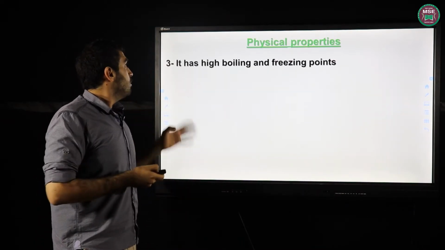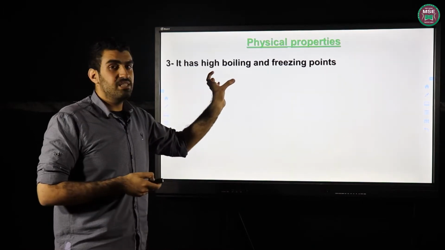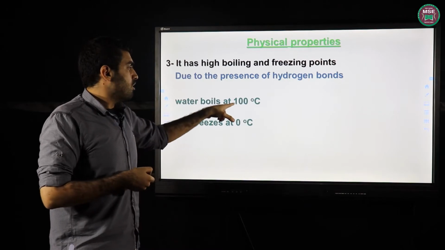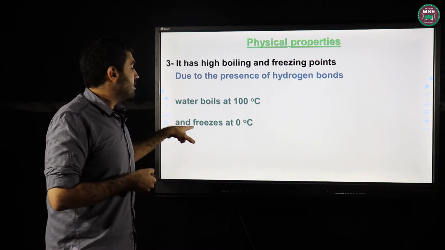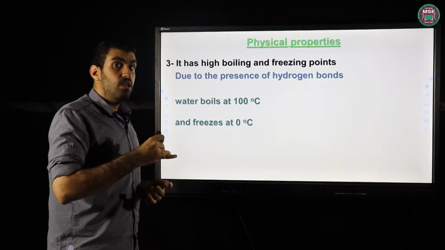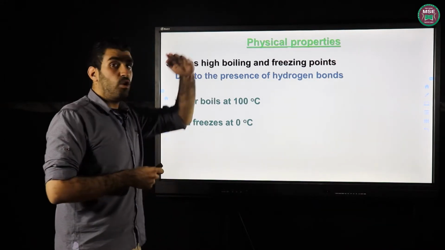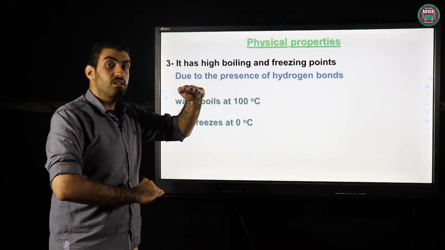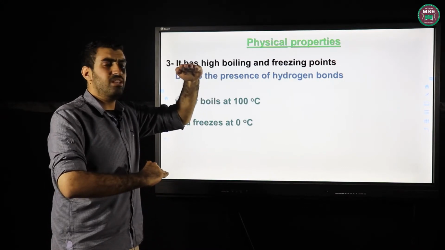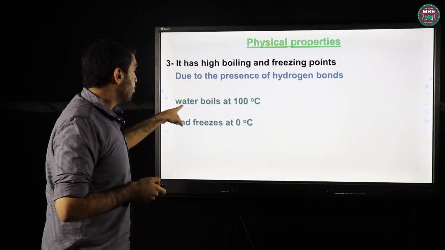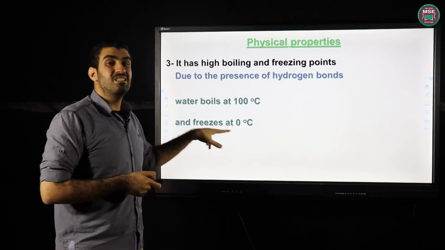The third property is water has high boiling and freezing points. For example, water boils at 100 Celsius degree and it freezes at 0 Celsius degree. Scientists thought that water boils at less than 100 and freezes at less than 0, but they found that water has a higher boiling point than expected and a higher freezing point than expected. So water boils at 100 and freezes at 0 Celsius degree.